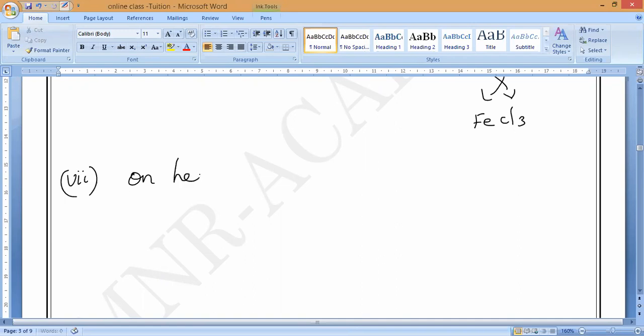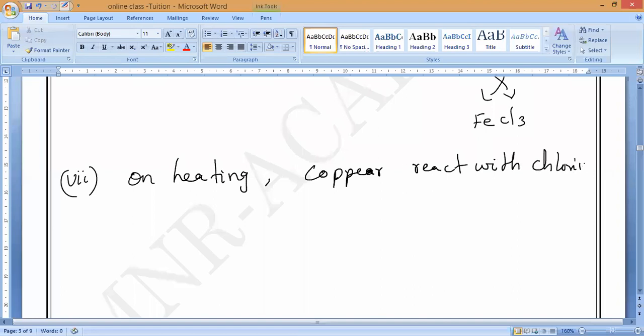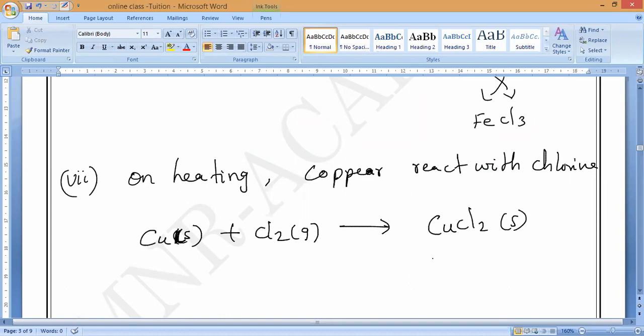On heating, copper, solid state, reacts with chlorine gas. You should remember on heating copper. What will it form? Anybody can guess? CuCl2. This is what we should call copper 2 chloride.